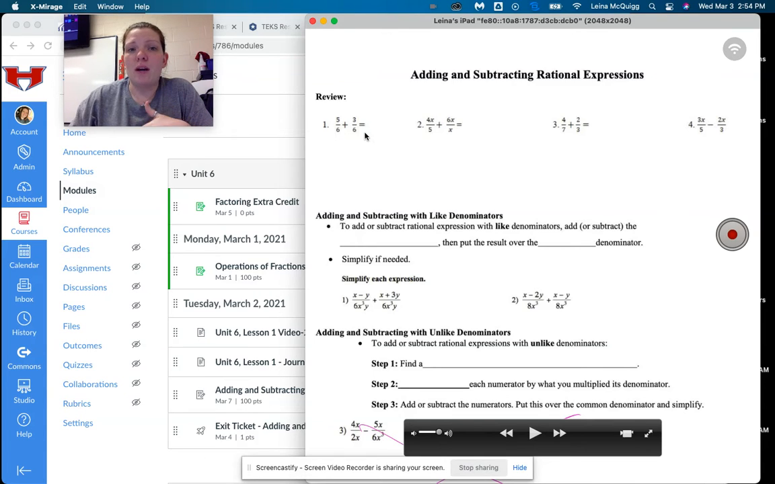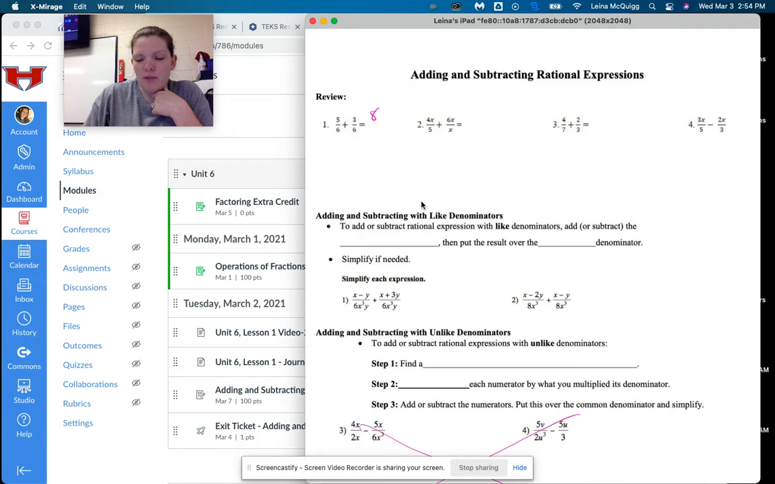So number one, these two are just regular fractions. They have a common denominator. To add something with common denominators, we just add the numerators. So we would do 5 plus 3 is 8, and your denominator stays the same. Then you can simplify this to 4/3 by dividing the numerator and denominator by 2. I'm going to skip over to number 3.